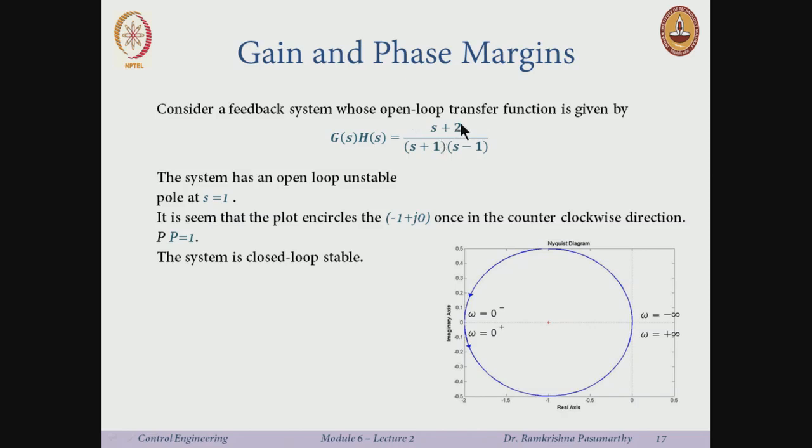Okay, so this thing we had seen last time also. I had a system with an unstable open loop pole at s equal to plus 1, a zero and this one. The plot is around the point minus 1 plus j 0, and I see that the plot encircles minus 1 plus j 0 once in the counterclockwise direction, and P equal to 1. So, what should N be? N should be equal to P for stability. P is 1 and N is 1, therefore, the closed loop system is stable.